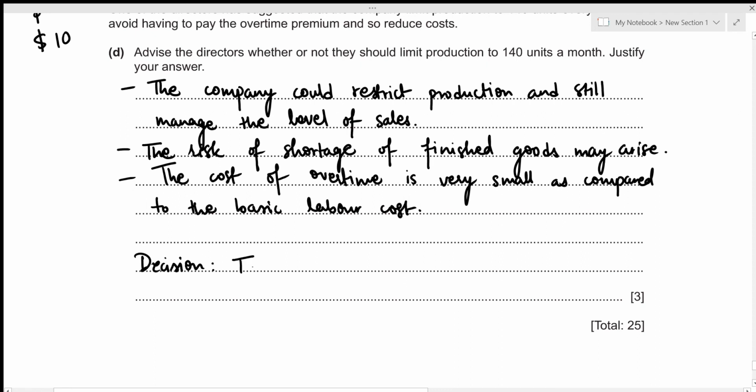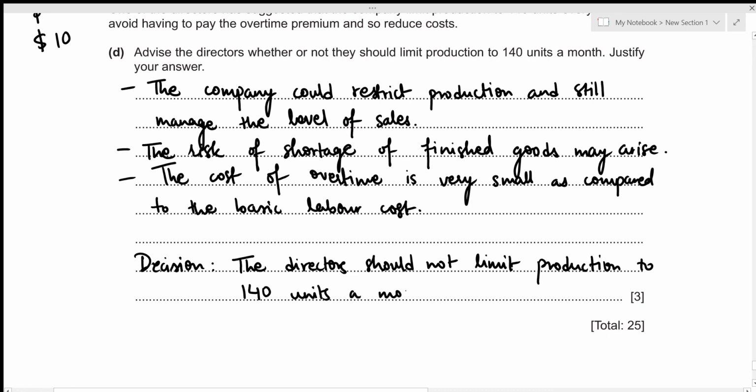The directors should not limit production to 140 units a month. This concludes our fourth part of the question as well as this entire question.